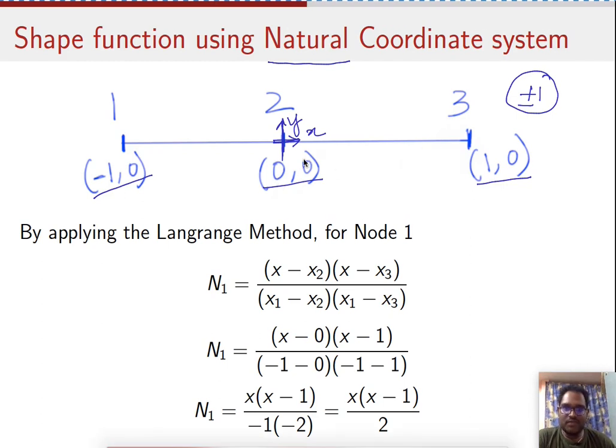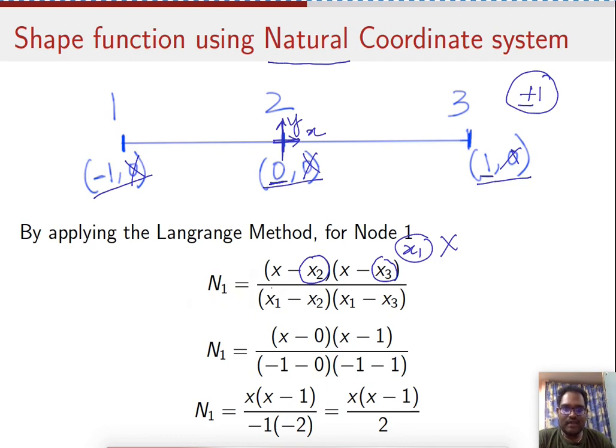Again, the value of x has no part in it because it is just a one-dimensional element we are considering. So every time only the x comes into picture, y will not come into picture at all. So here the value is 0 and over here the value of x is -1. As it goes by Lagrange's method, x minus x2, which is present over here, and x minus x3. Now if you have noted, the x1 term has not appeared in the numerator at all, where the shape function of node 1 is considered.